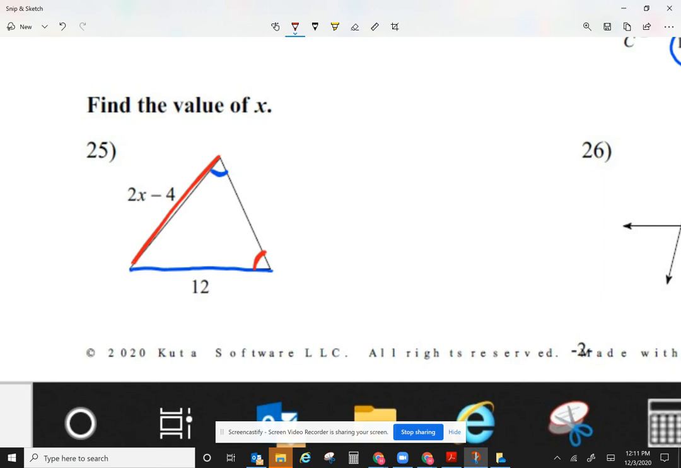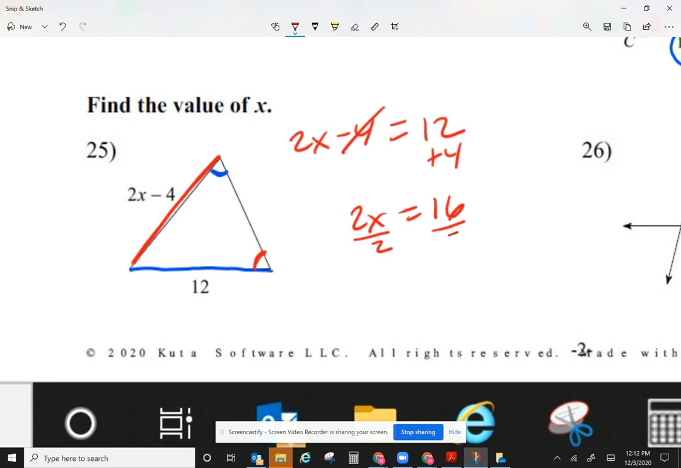So the way I'm going to solve for x, I'm just going to go 2x minus 4 equals 12. Right? If two angles are equal, then two sides are equal. The rest looks like a simple algebra question. The minus 4, let me move it over as a plus 4. So I get 2x is equal to 16. To get x by itself, let me divide by 2. So x is equal to 8, and that's the value of x.